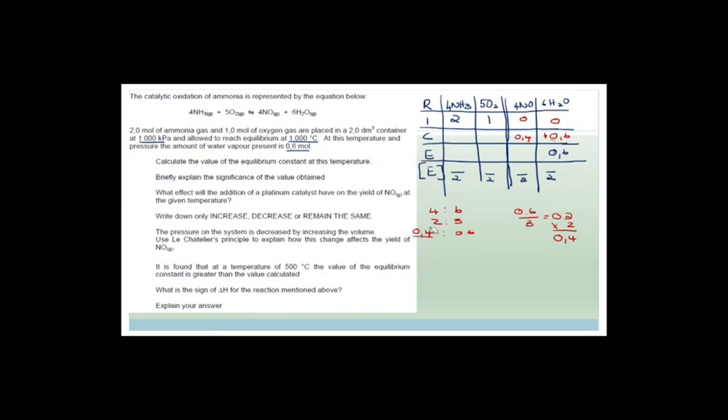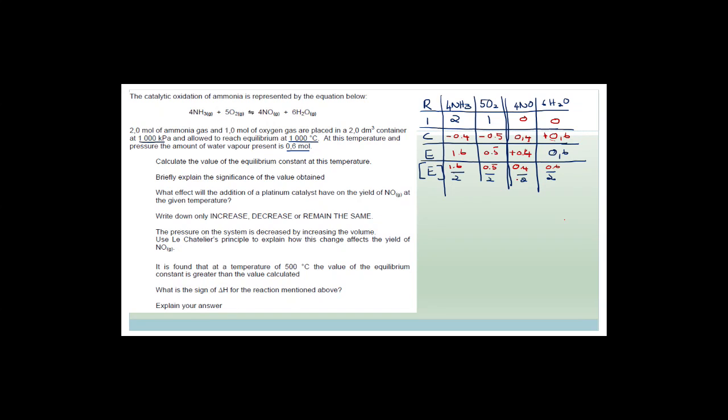Okay, so now let me just erase this so that we have space to the right. That means we made 0.6, so we add 0.6. This is 0.4. Right, now we used. Now again, the ratio is 5 to 6, but because this is 0.6, this means we're going to use up 0.5. And again, this ratio is 4 to 4, which means if we made 0.4, we must have used 0.4. So 2 minus 0.4 is 1.6, and 1 minus 0.5 is 0.5. So this is 1.6 and this is 0.5.